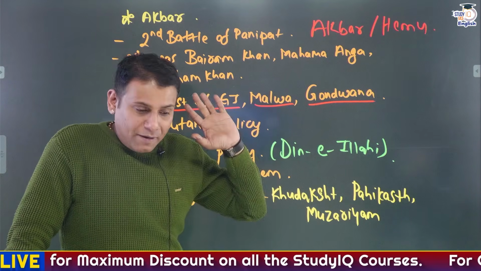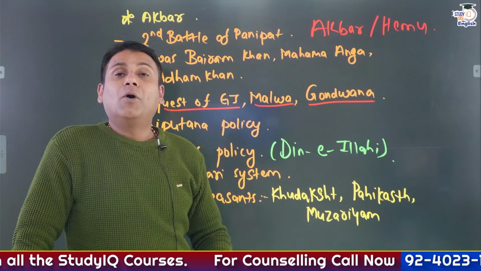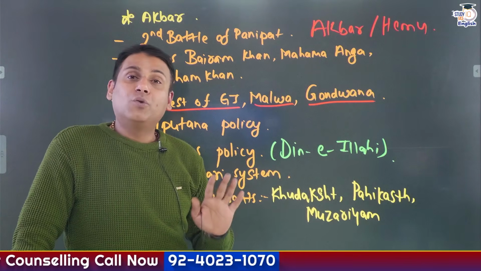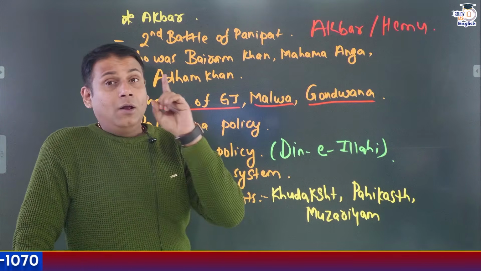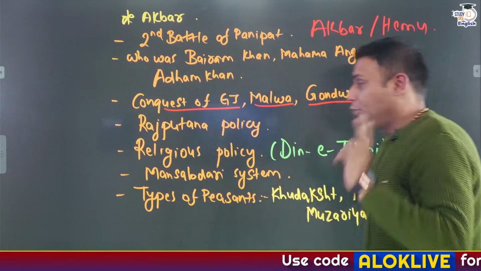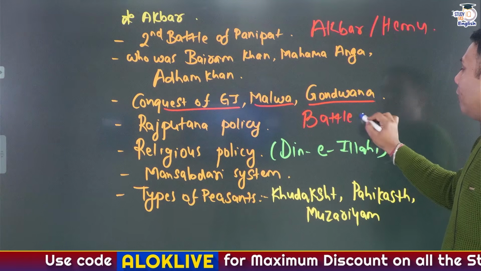Akbar adopted a very different policy towards the Rajputs. He followed the policy of matrimonial alliances. And the first to accept this policy was the ruler of Amer, Raja Bharmal. Do not miss two important battles associated with Rajputana, and everyone knows about these battles. Battle of Haldighati.